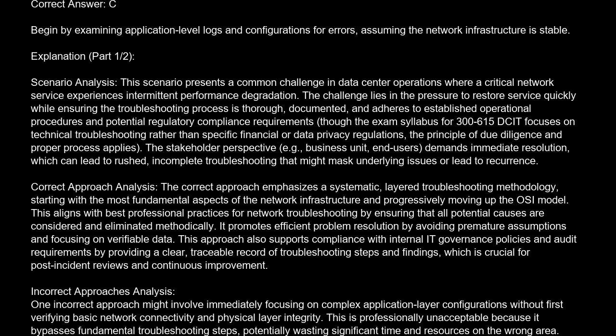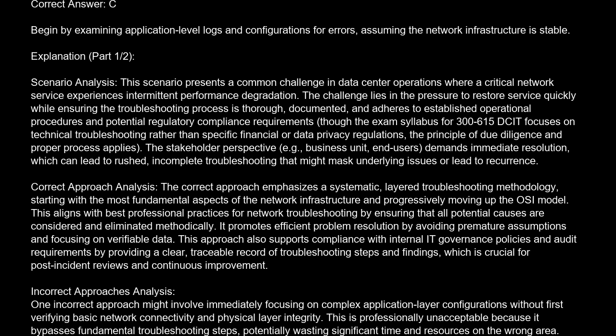Correct approach analysis. The correct approach emphasizes a systematic, layered troubleshooting methodology, starting with the most fundamental aspects of the network infrastructure and progressively moving up the OSI model. This aligns with best professional practices for network troubleshooting by ensuring that all potential causes are considered and eliminated methodically. It promotes efficient problem resolution by avoiding premature assumptions and focusing on verifiable data.